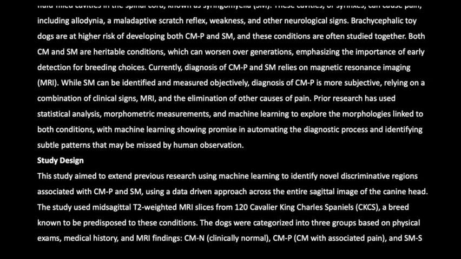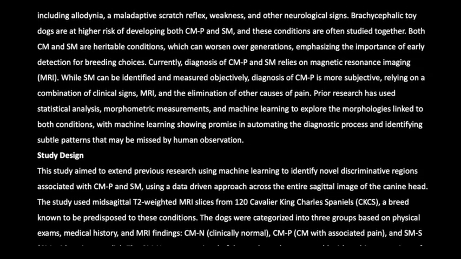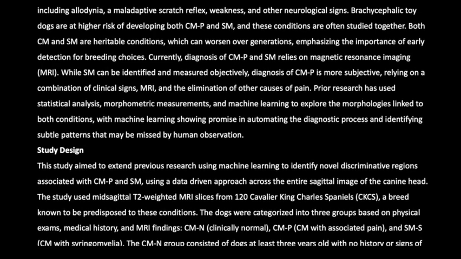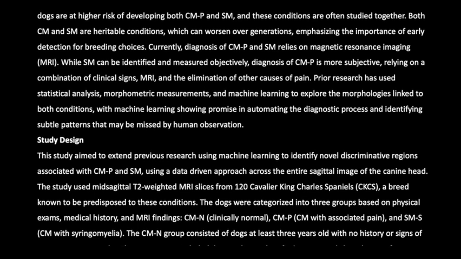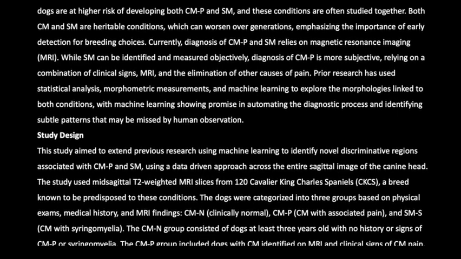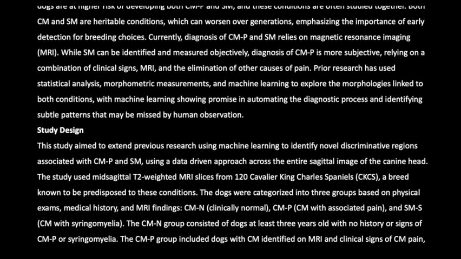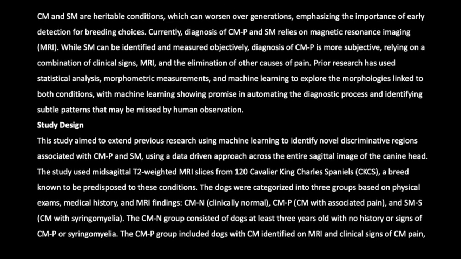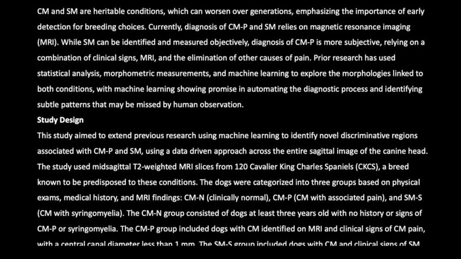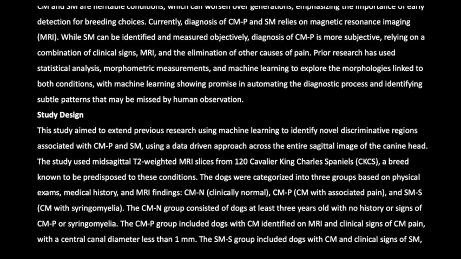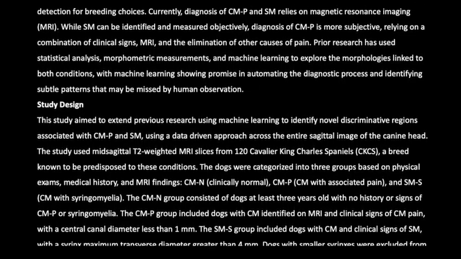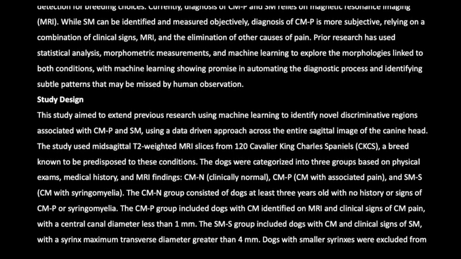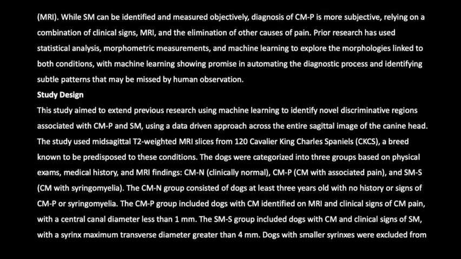Prior research has used statistical analysis, morphometric measurements, and machine learning to explore the morphologies linked to both conditions, with machine learning showing promise in automating the diagnostic process and identifying subtle patterns that may be missed by human observation. Study design. This study aimed to extend previous research using machine learning to identify novel discriminative regions associated with CMP and SM, using a data-driven approach across the entire sagittal image of the canine head.